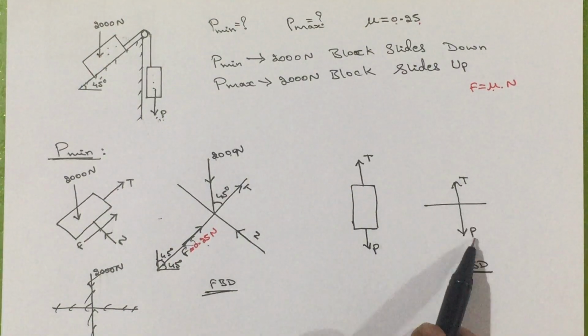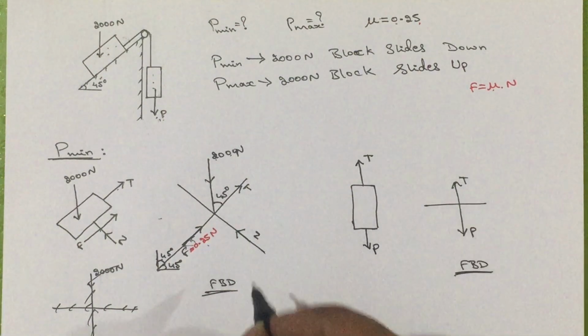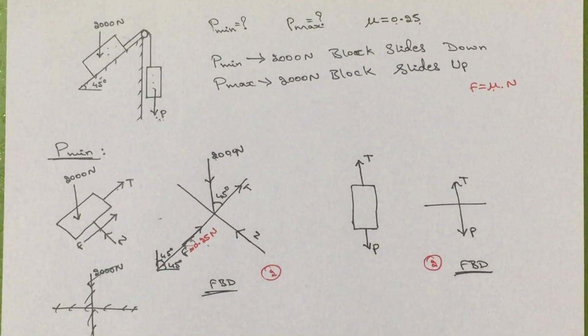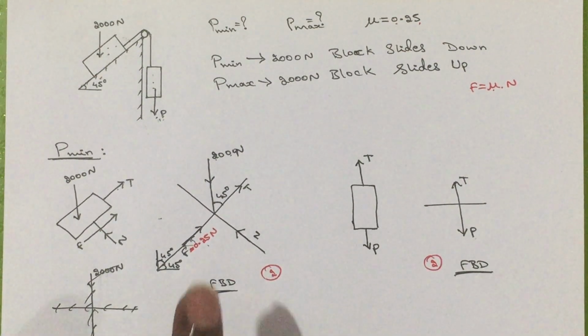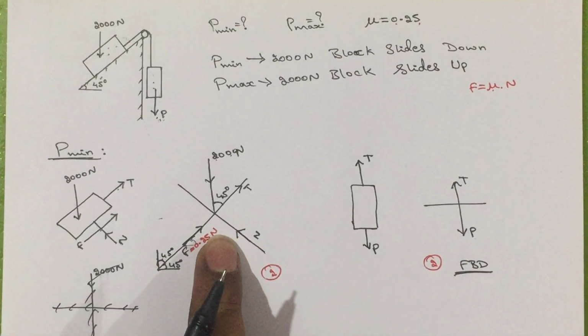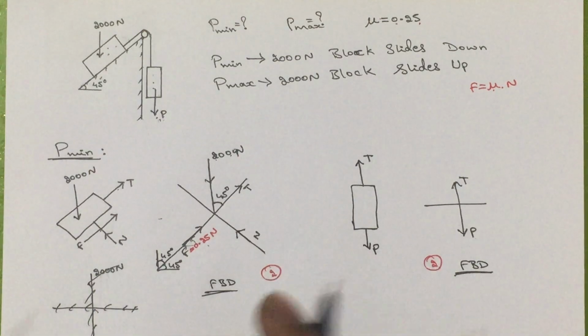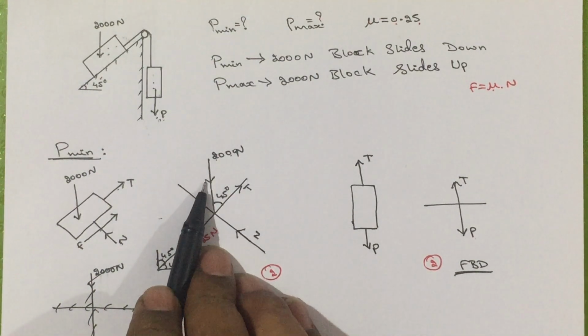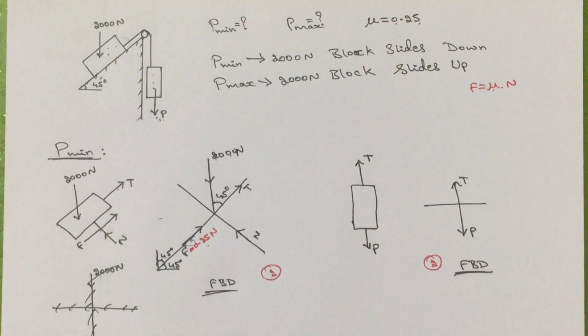Here again there are two forces, P and T. You can solve any of the free body diagrams first. I am going to choose this one. Then choose the method to solve the problem. For that, count the number of forces: 1, 2, 3, 4. So more than 3, I will go for equilibrium conditions. How many conditions? Sigma H is equal to 0, sigma V is equal to 0.